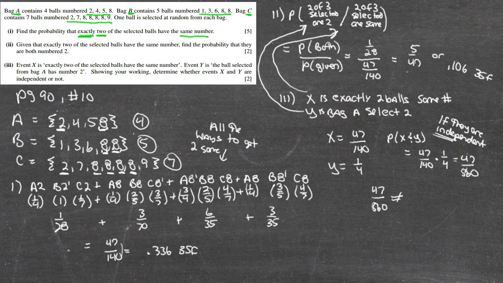Now the thing is, 47 over 560 does not equal 1 over 28. So the probability that we get by multiplying them separately doesn't equal the true probability of these two things happening together. So they cannot be independent.